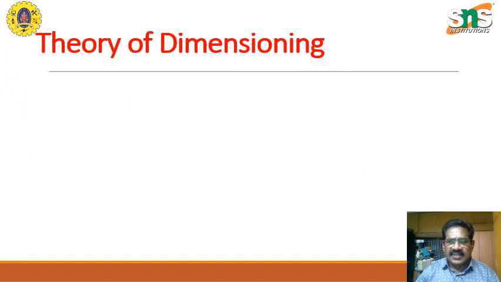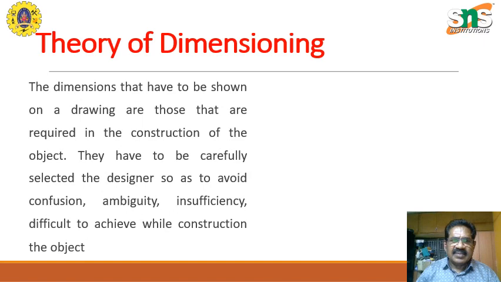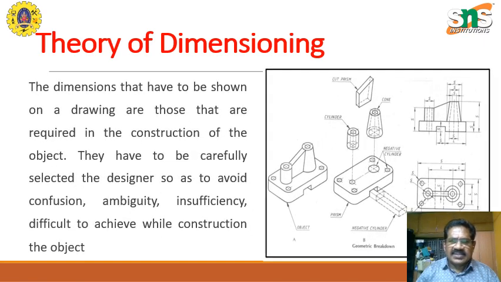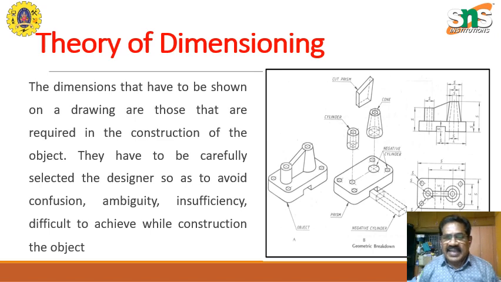The theory of dimensioning goes like this. There are two things that we have to worry about. One is the size, and the other one is the location. There must not be any ambiguity or confusion when we are dimensioning. So they have to be carefully selected by the designer, so as to avoid confusion, ambiguity, or insufficiency of the dimensions. Because at the time of making it, when there is a dimension which is missing, then the entire thing stops. So one should ensure that all the dimensions are given, and there are two things that have to be done. One is the size of a hole, and where is the location of the hole.